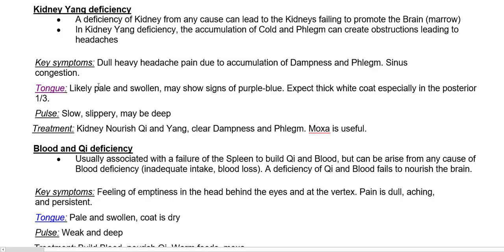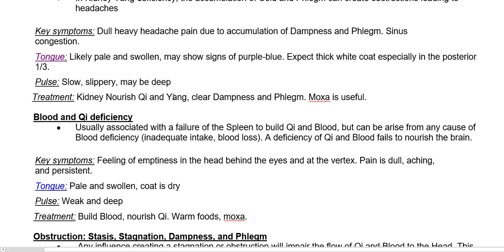Expect to see a tongue that looks like that and a pulse that is slow, slippery. I would even say probably deep, but we might not always see that. But slow and slippery, you pretty much have to see that if it's a kidney yang deficiency. Treatment: nourish kidney, qi, and yang, clear dampness and phlegm. Moxa is not just useful, I would say it would be an error to not include it. Warming treatments here are the order of the day.